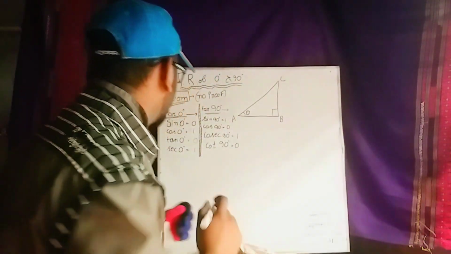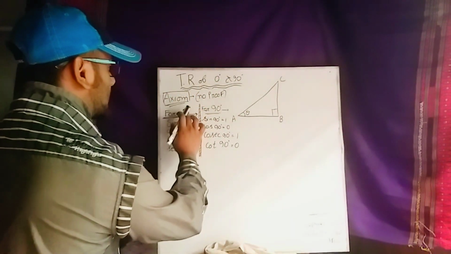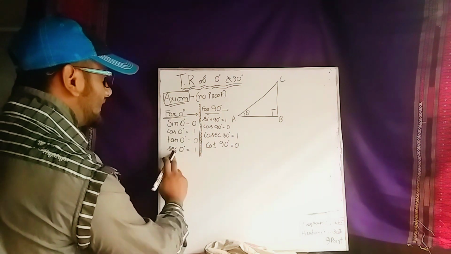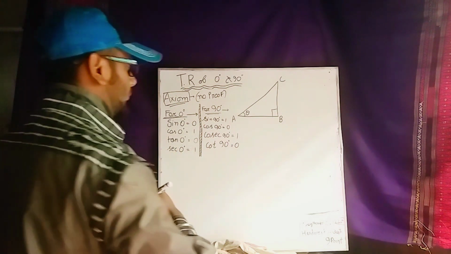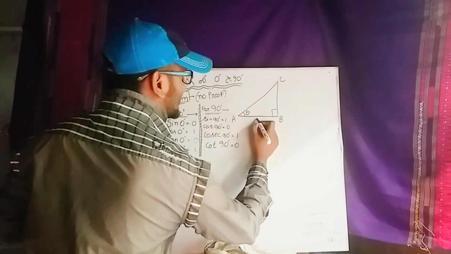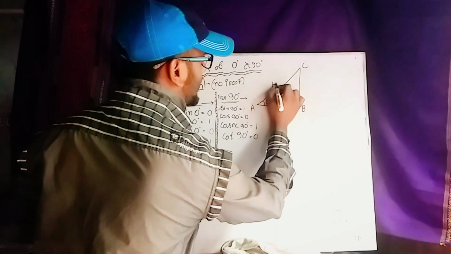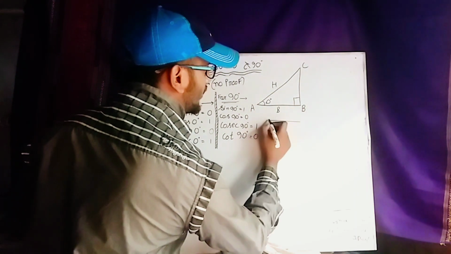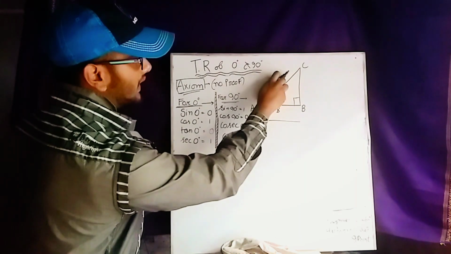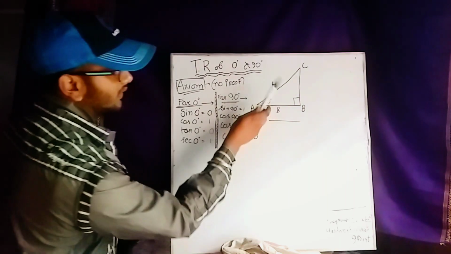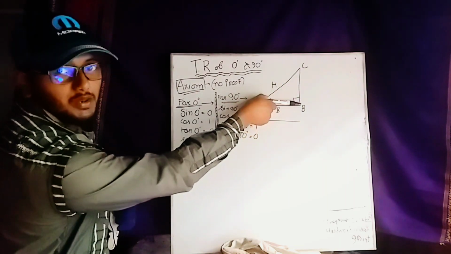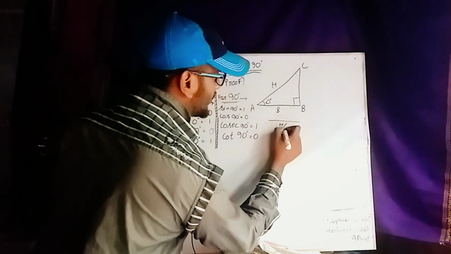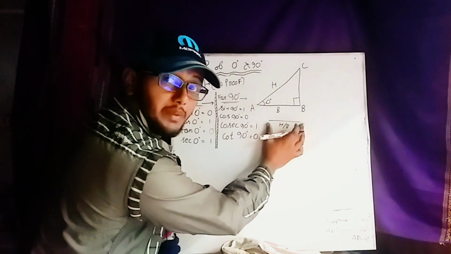In the book they have said that for 0 degree, sin 0 is 0, cos 0 is 1, tan 0 degree is 0, sec 0 degree is 1. Now, this is the base, this is the hypotenuse. When theta is equal to 0 degree, this line will come down like this. So at 0 degree, the length of the hypotenuse and the base will be the same.